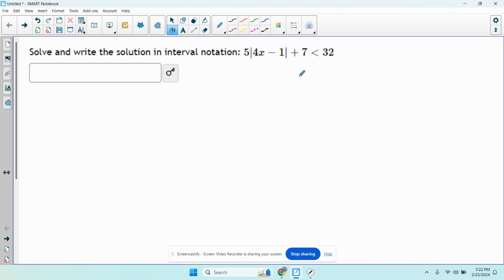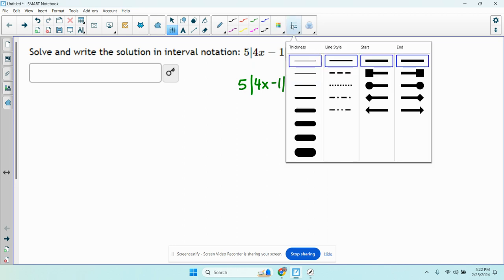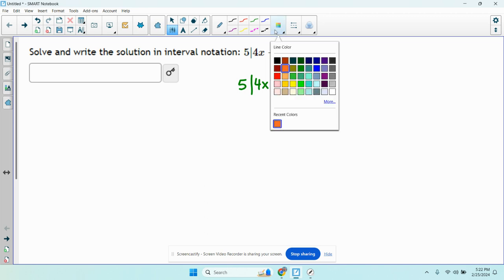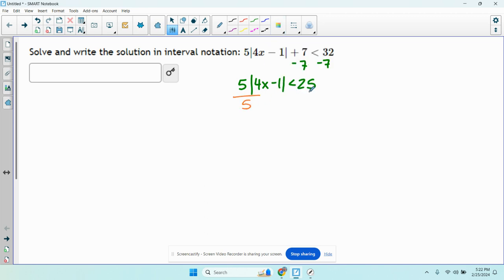Okay, so the first thing I'm going to do whenever I'm solving an absolute value inequality is to isolate the absolute value itself. So the first thing I will do is subtract 7 from both sides. So I have 5 times the absolute value of 4x minus 1 is less than 25. And we still have to get rid of that 5 in front, so I'm going to divide both sides by 5. So I have the absolute value of 4x minus 1 is less than 5.